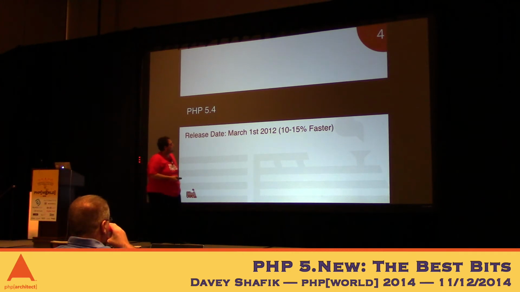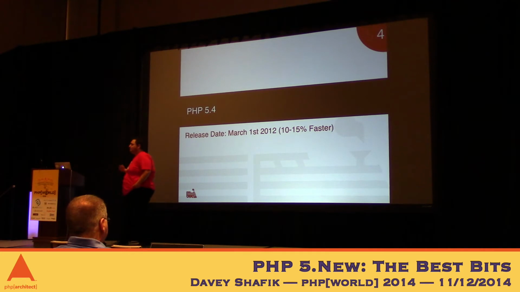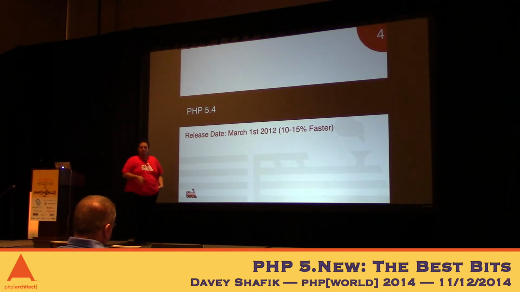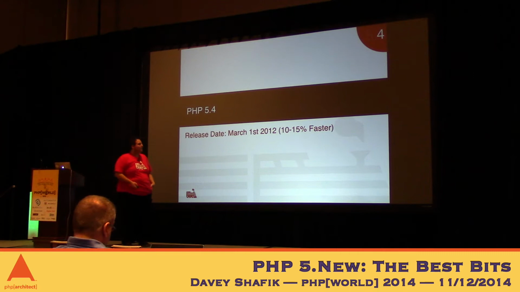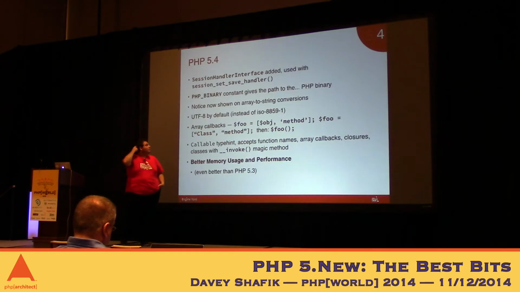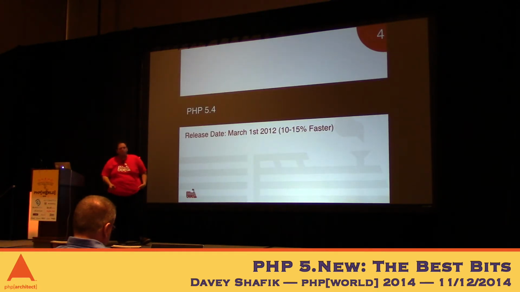5.4 was released a number of years later, March 1st, again 10 to 15% faster. Every release of PHP up to 5.6 has been phenomenally faster. And then 5.6 slowed down a little bit, and 7, sorry, not 6, 7 is going to be just phenomenal. So 5.4, they added an interface for session handler registration.